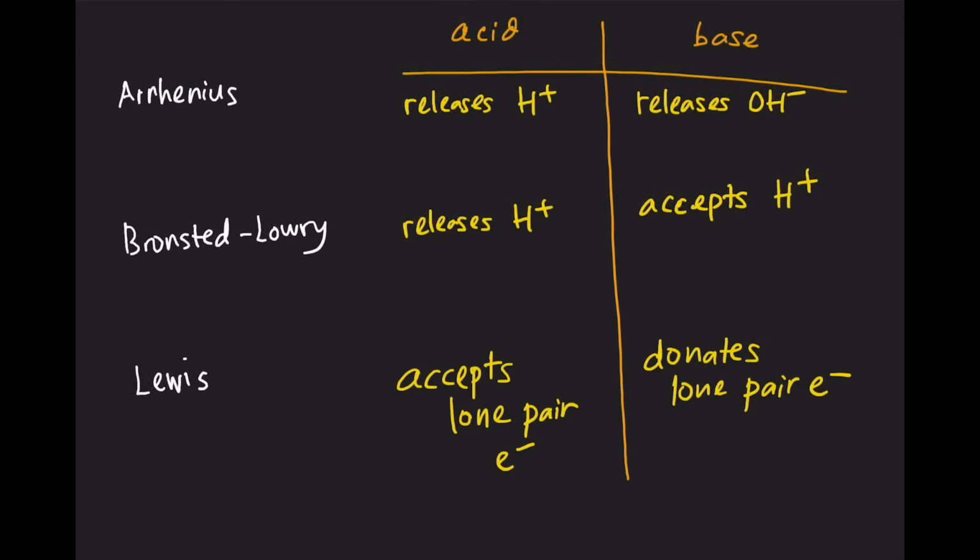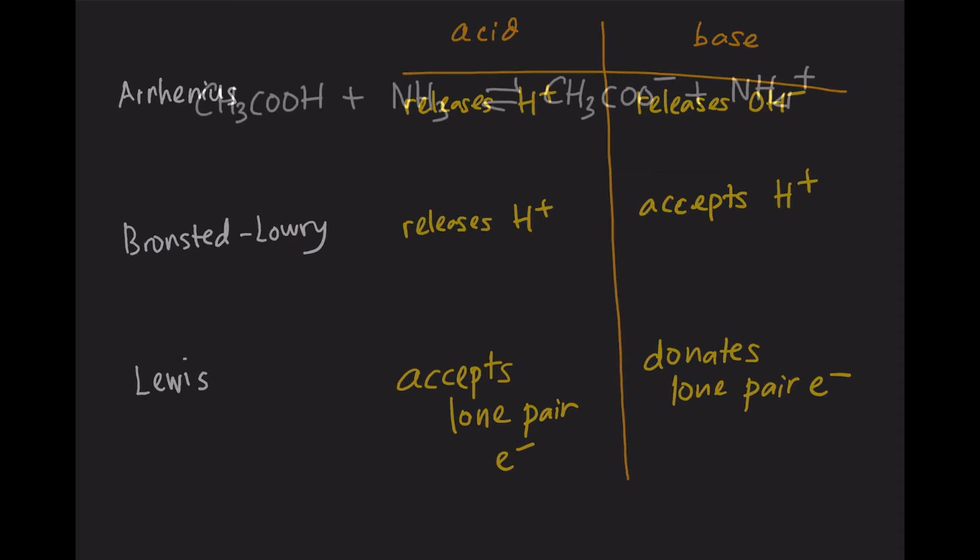And Lewis further expands this theory, where it is stated that acids are the compounds that accept lone pair electrons, while bases are the compounds that donate lone pair electrons. So based on these 3 definitions, we can actually define which ones are the acids and which ones are the bases. But it is important to note that these theories do not contradict one another, but rather one expands after another.